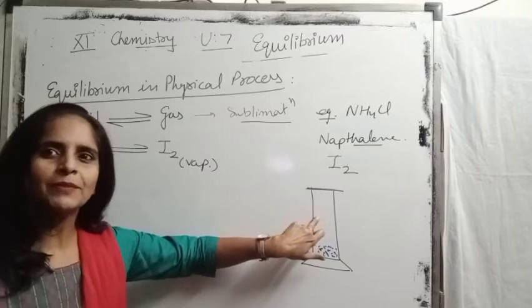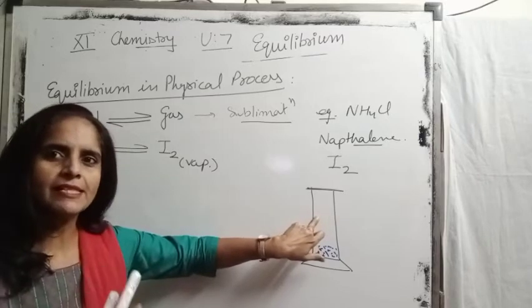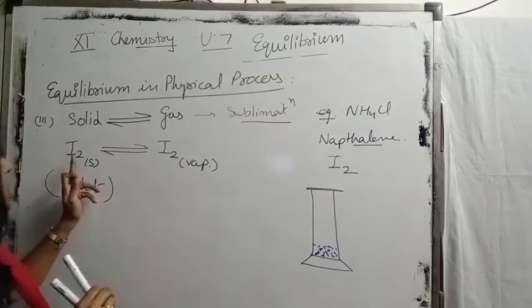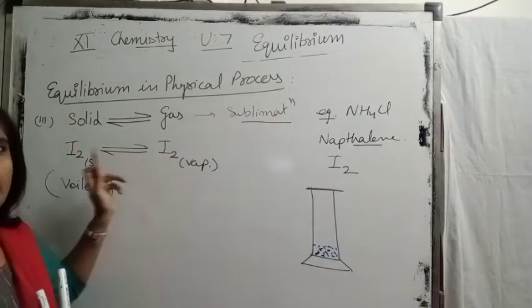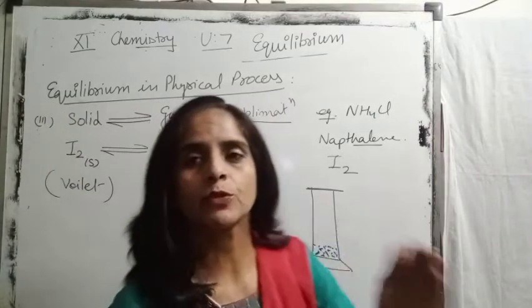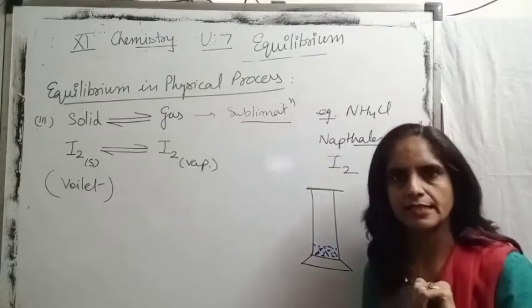Now how do we come to know that the equilibrium stage is attained? Means conversion of solid into vapors and vapors back into solid now proceeds at the same rate. How can we judge this?